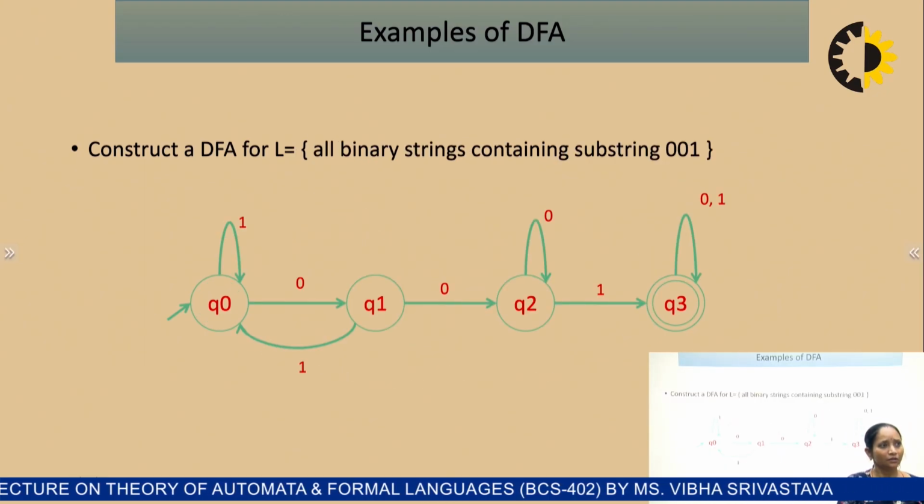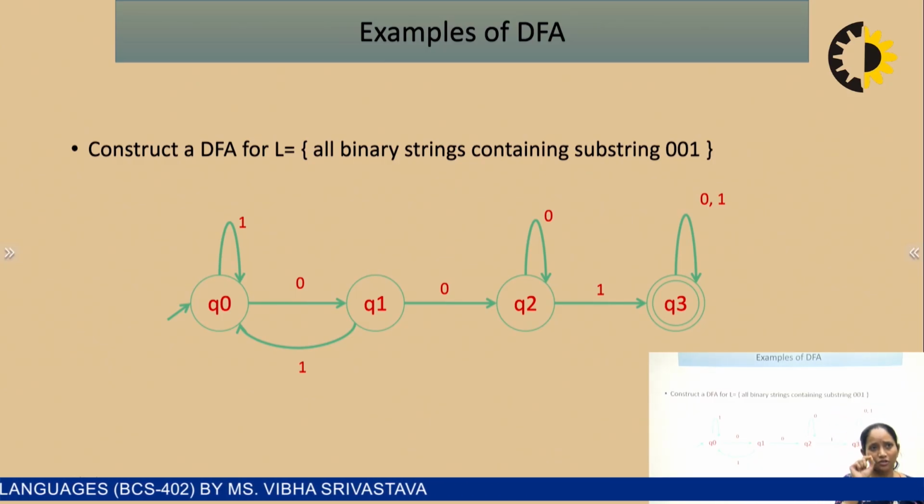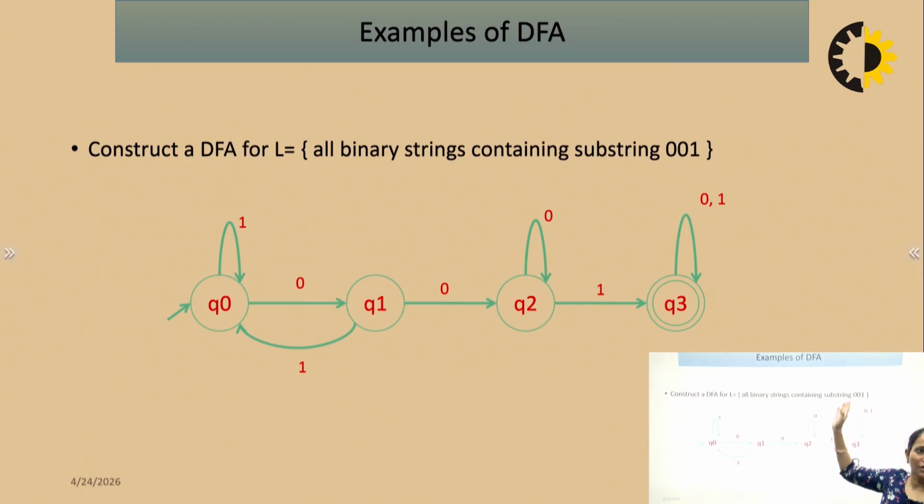Next question. Construct a DFA for L equal to all binary strings containing the substring 001. If we are talking about a substring, 001 can be anywhere in the string, but in continuation. So firstly we will draw the path for 001. We start at Q0, then 0, 0, then 1. This is the accepting state. Now we have to complete the DFA transitions. The substring is 001, so 001 is accepted.